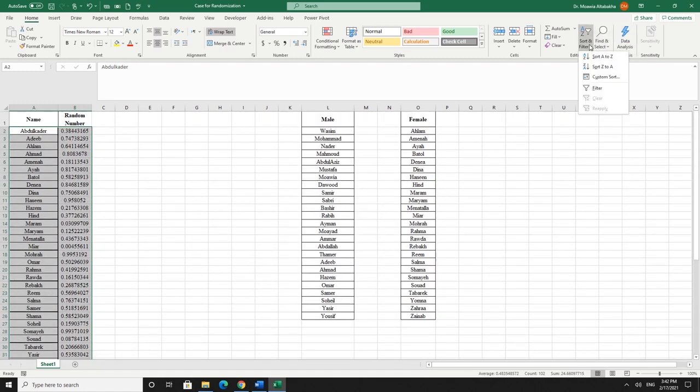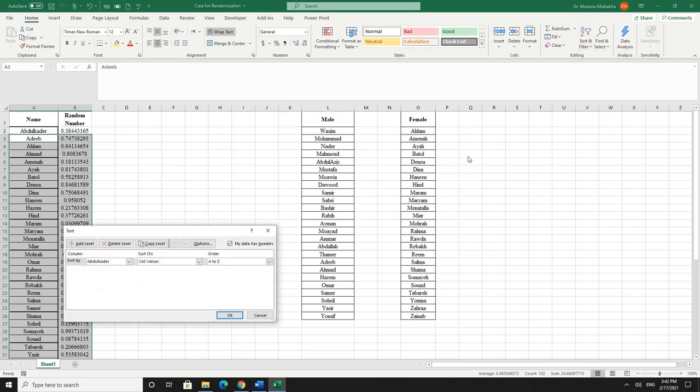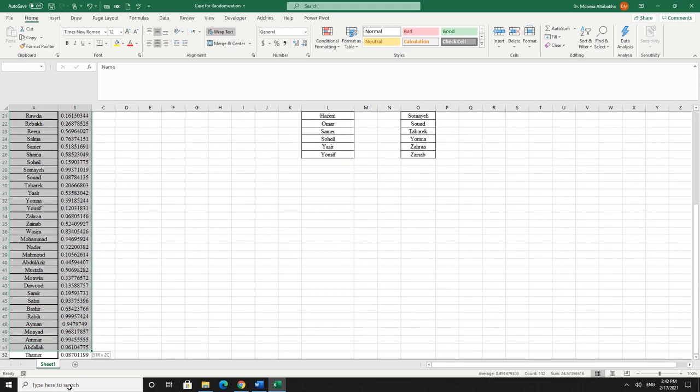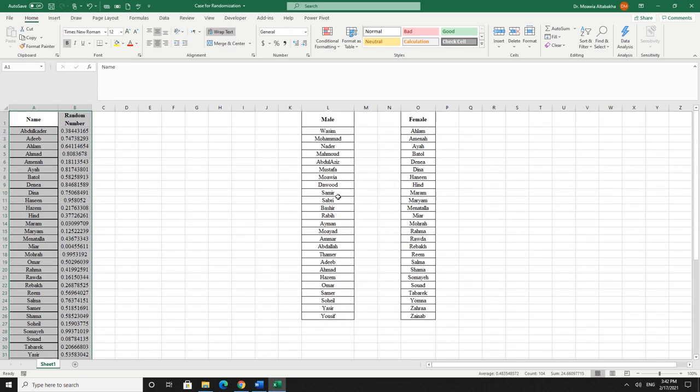Okay, now I will do the custom sort. Again, it's giving me Abdul Qadir. It has to give me the title, so I cancel it. Okay, I'll take it with the title.